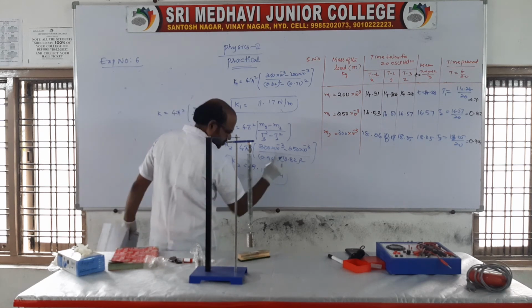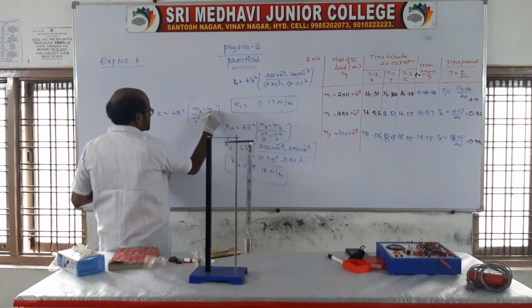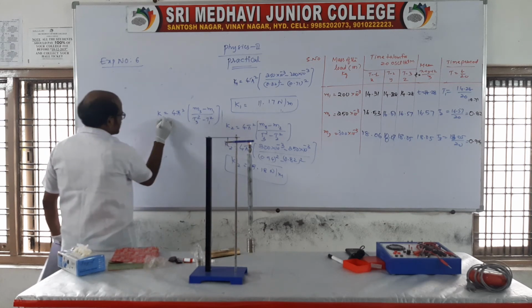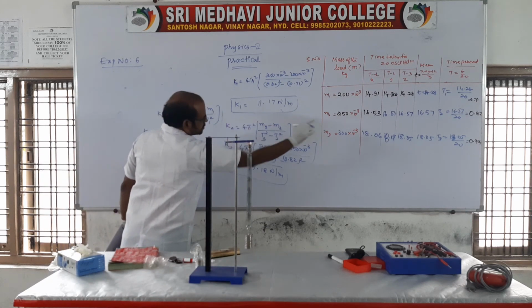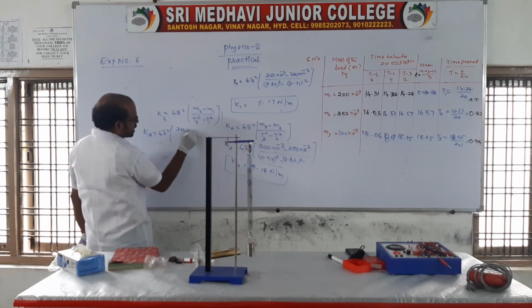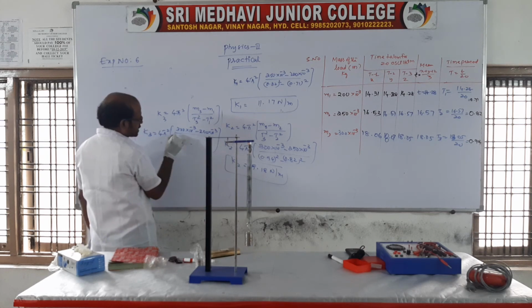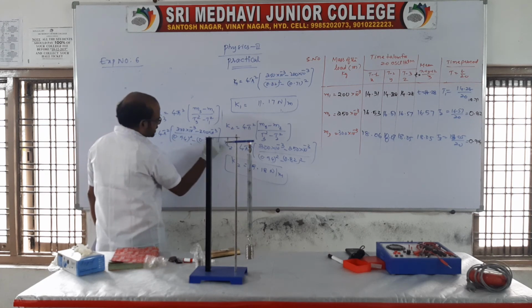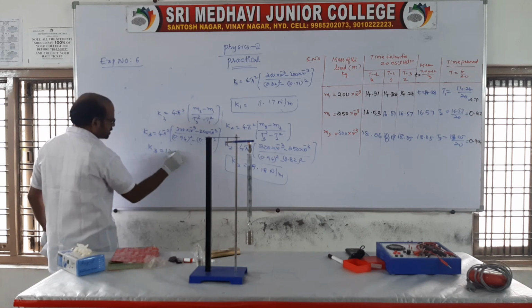This is K2. Now go for K3 also. For K3 we can directly take M3 minus M1, and T3 minus T1. Therefore K3 is equal to 4 pi square of M3, 300 into 10 power minus 3, minus 200 into 10 power minus 3, by T3, 0.94 whole square, minus T1, 0.71 whole square. After simplification we get 12.80.